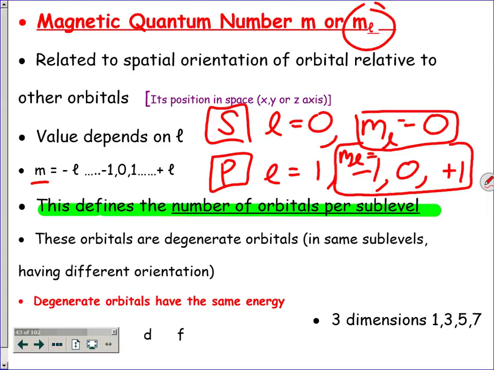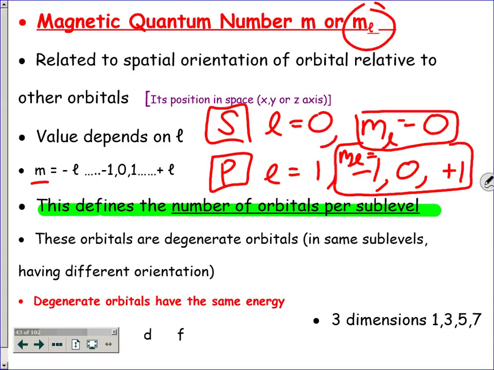So how many ML numbers should I have for D? 5. They should represent the 5 orbitals in D. So D has an L number of what? 2. Remember, S is 0, P is 1, D is 2. And an ML number of minus 2 to plus 2. Which is negative 2, negative 1, 0, plus 1, plus 2. They're basically just giving us a secret code to represent every orbital in the atom. That's all these numbers are representing.